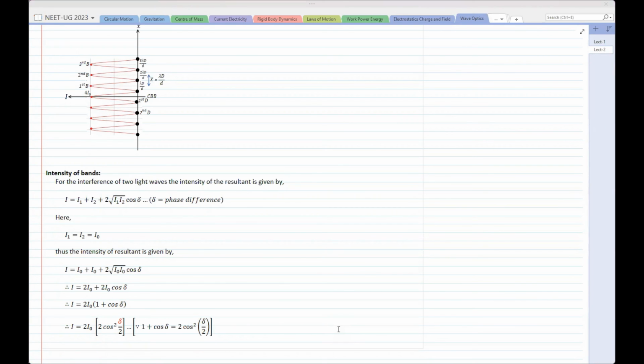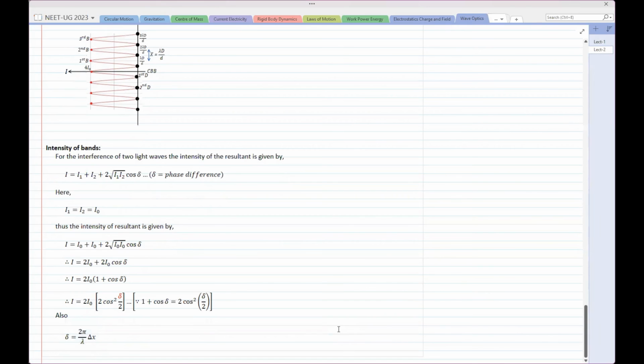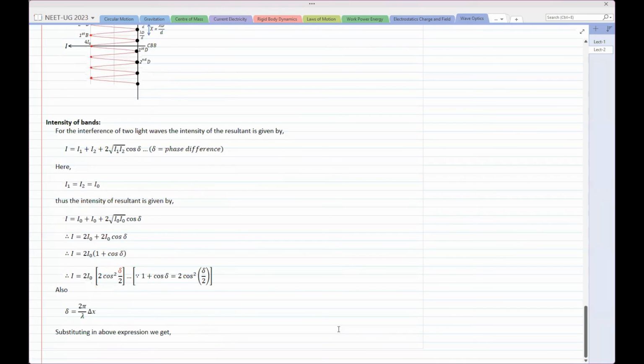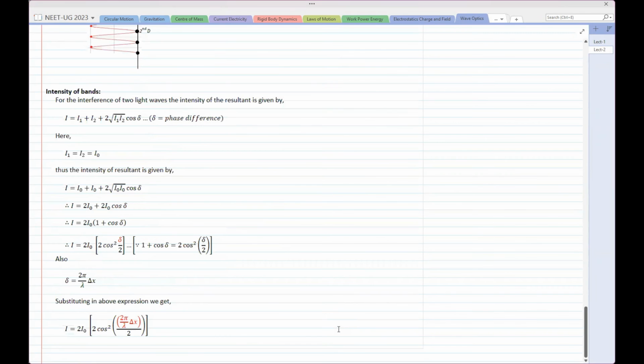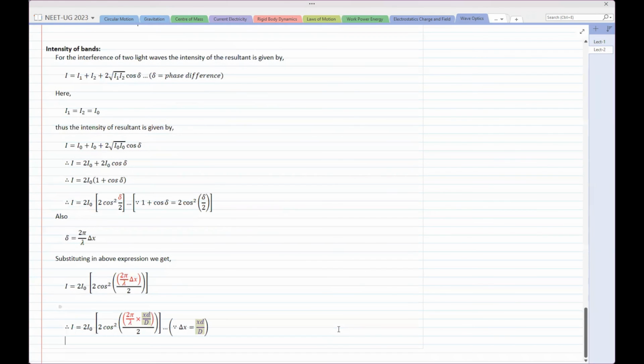And also delta का वैल्यू हमें पता है, delta is equal to 2 pi by lambda times delta x. So substituting this value in the above expression, we end up getting I is equal to 4 I naught cos square (pi by lambda delta x). Now, if you put delta x as x small d upon capital D, then the expression gets reduced to this kind of thing. Okay, by substituting that value, ये कुछ मिलेगा हमें, ऐसा वाला expression. Okay, we get it like this.